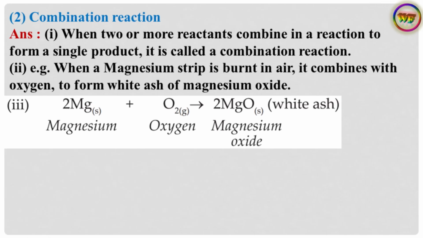Sub-question 2. Combination reaction. Answer. Point 1. When two or more reactants combine in a reaction to form a single product, it is called a combination reaction. Point 2. For example, when a magnesium strip is burnt in air, it combines with oxygen to form white ash of magnesium oxide. Point 3 is given directly.